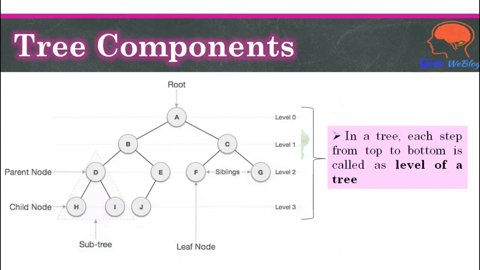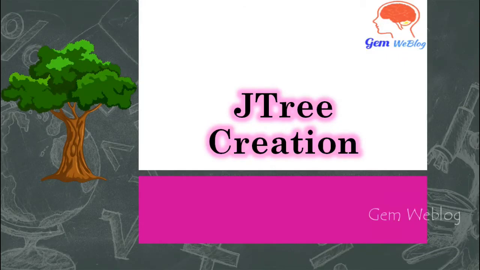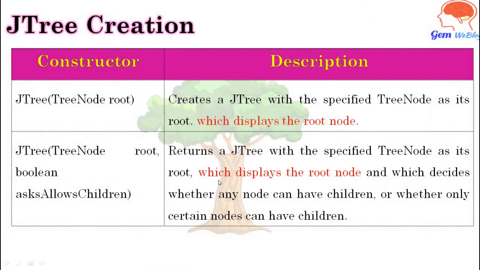Now what is meant by levels? Each step from top to bottom we call a level. So level 0 contains the node A, level 1 B and C, level 2 D, E, F, G, and level 3 contains H, I, J nodes. Now we will enter into the creation of a tree using the JTree constructor. The constructor taken for creating the tree here is JTree, which receives a tree node as its argument.